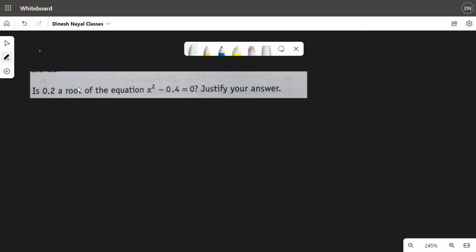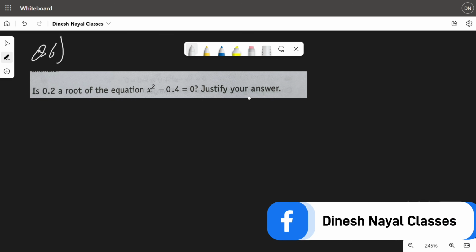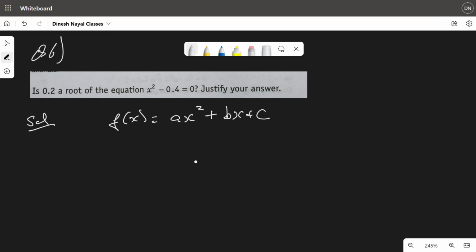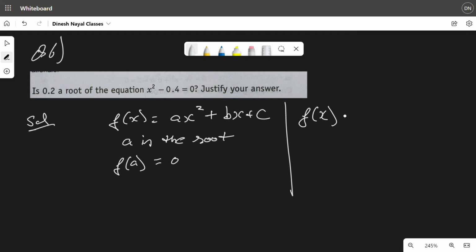Now, coming to question number 6. Is 0.2 a root of equation x square minus 0.4 equals 0? Justify your answer. Now see, we know that when f(x) equals ax square plus bx plus c, and if a is the root of this equation, that means f(a) equals 0. So write f(a) equals 0. Now the given equation f(x) is x square minus 0.4.